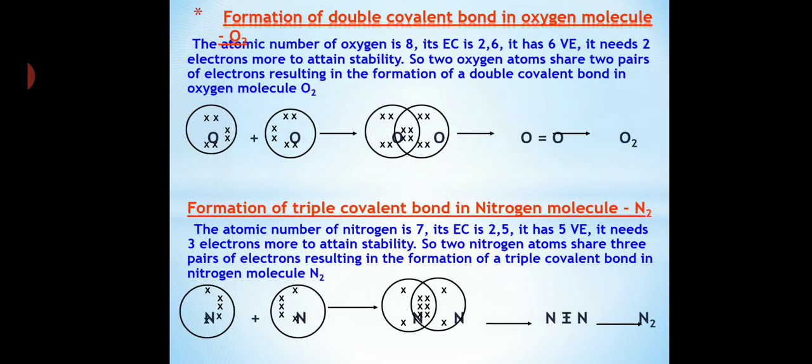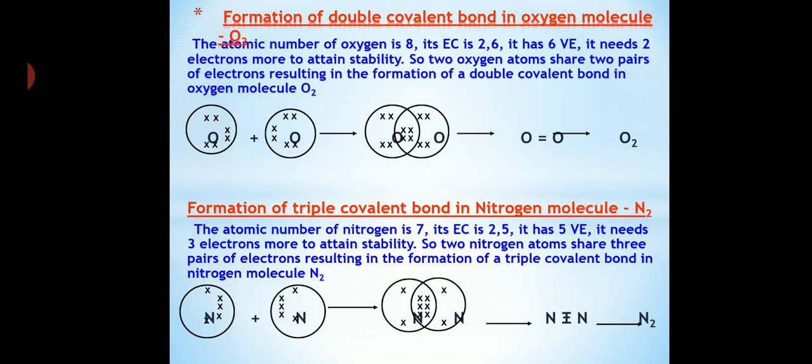Okay, oxygen molecule. The atomic number of oxygen is 8, and its electronic configuration is 2 and 6. So the outermost shell consists of how many electrons? 6 electrons. So to become an octet, it needs how many electrons? 2 electrons. So it needs 2 more electrons to attain stability. So 2 oxygen atoms share 2 pairs of electrons, resulting in the formation of a double covalent bond.